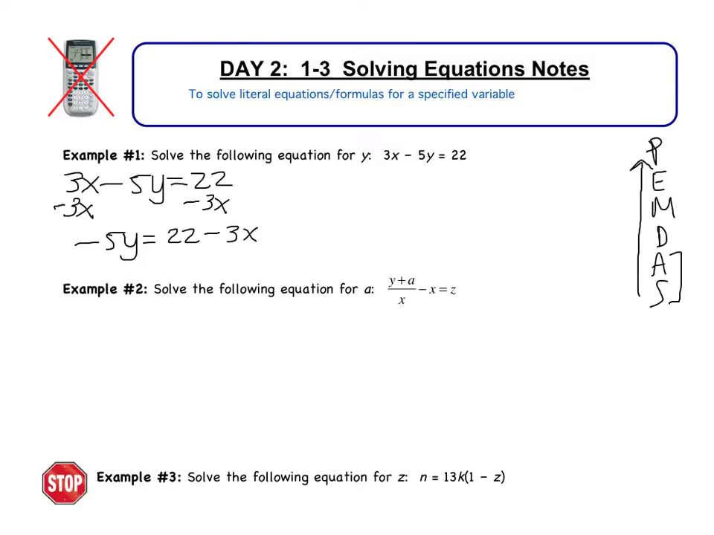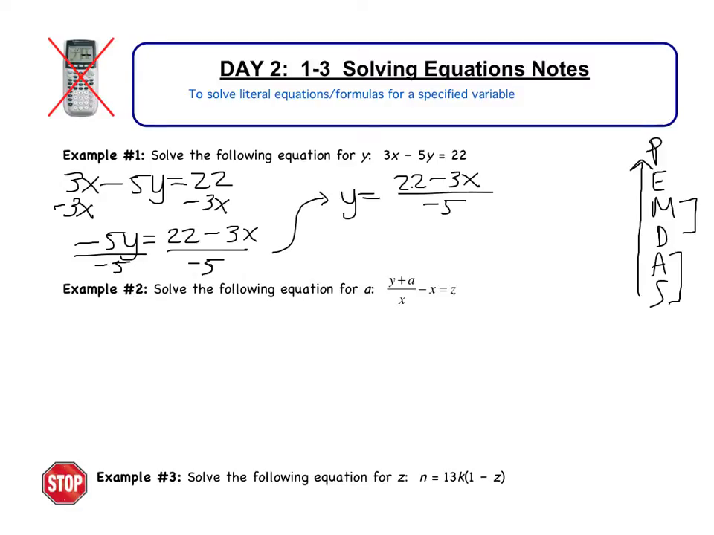Okay, then I'm going to look at anything that's being multiplied or divided. I'm multiplying by negative 5, so that's what I need to get rid of. Now to get rid of that negative 5, since it's being multiplied, I'm going to do the inverse. So I'm going to divide. So I get y equals 22 minus 3x all over negative 5. If I were doing the problem, I would leave it like that.